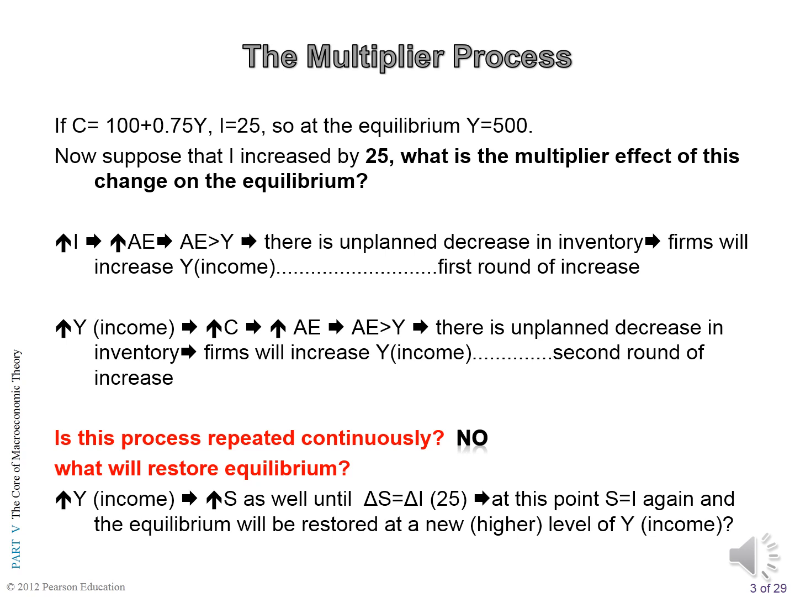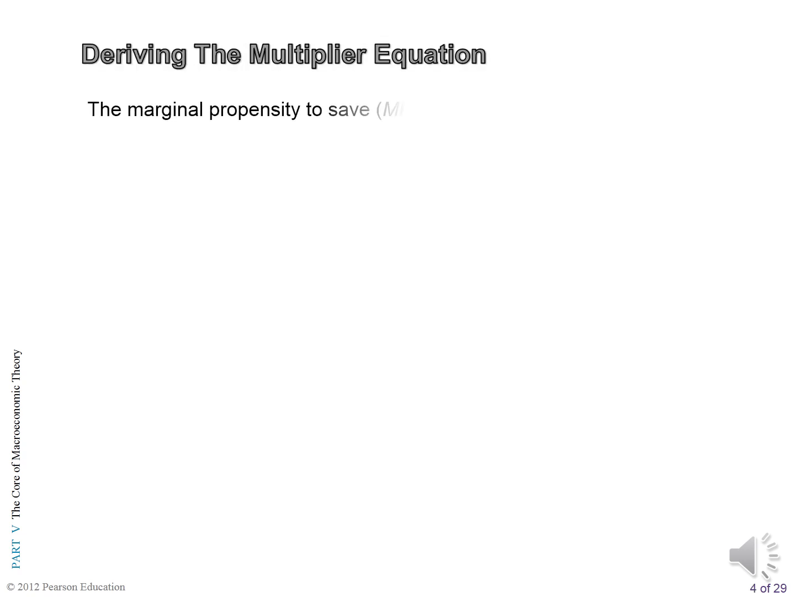So an increase in income will increase saving as well. Until when? Until change of saving equals change of investment, meaning until saving increases by 25. At this point, S equals I again and the equilibrium will be restored at a new and higher level of income. Okay?